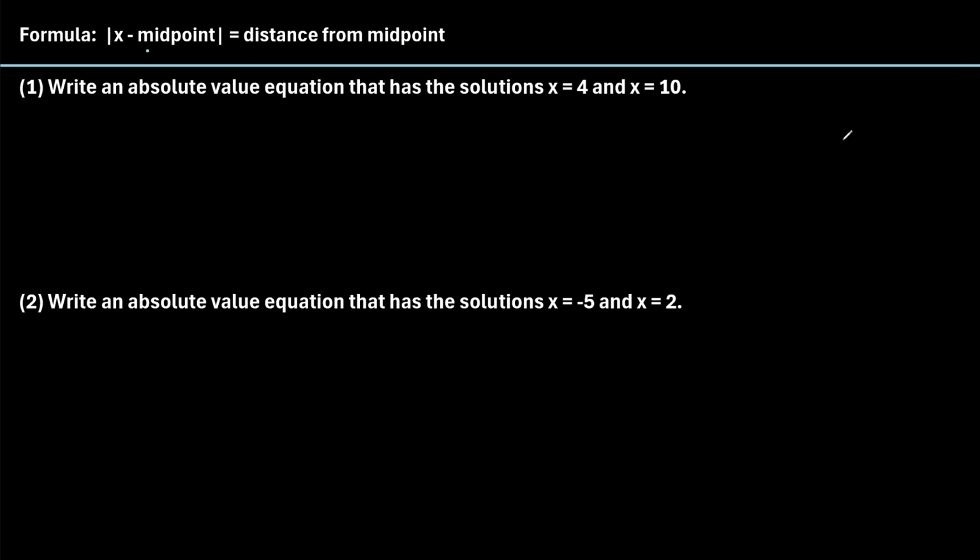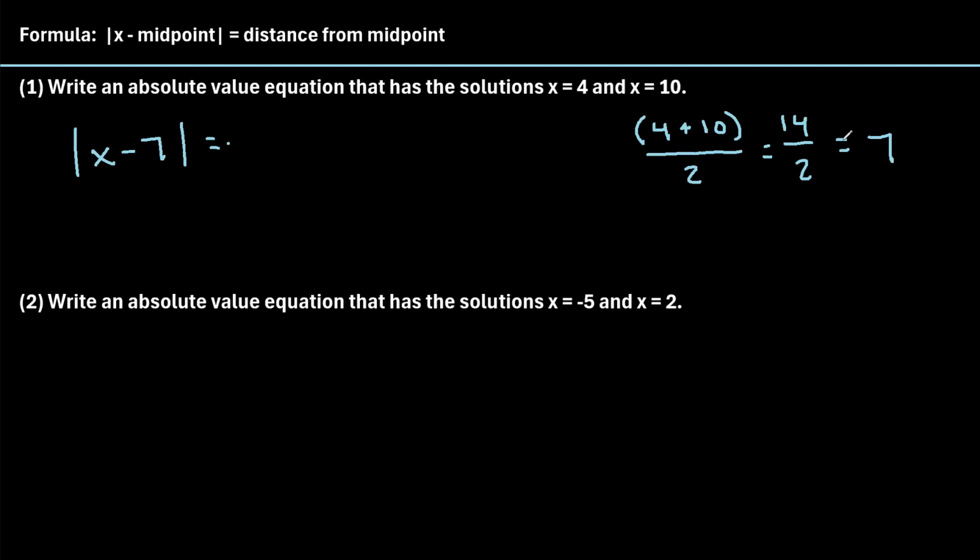So for this formula, the first thing we need to find is the midpoint between these two solutions. We can find the midpoint of two numbers by just adding those numbers together, so 4 plus 10, and dividing by 2. So 4 plus 10 is 14, divided by 2 is 7. So the midpoint between 4 and 10 is 7. So we can write the absolute value of x minus the midpoint of 7 is equal to, and on this right-hand side of the equation, all we're going to write is the distance from either solution to the midpoint.